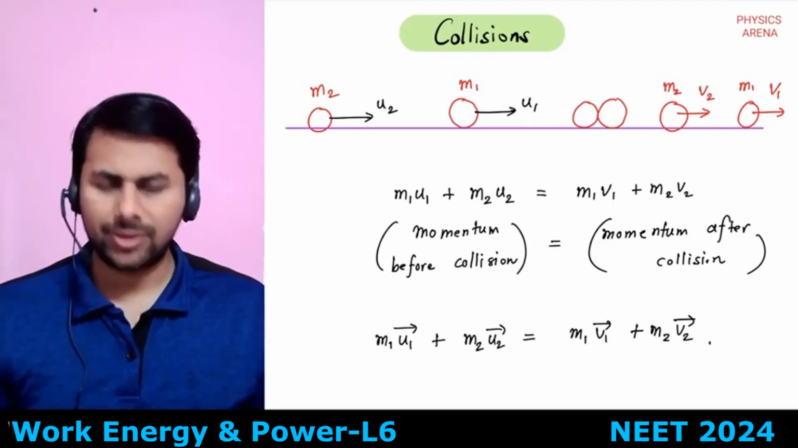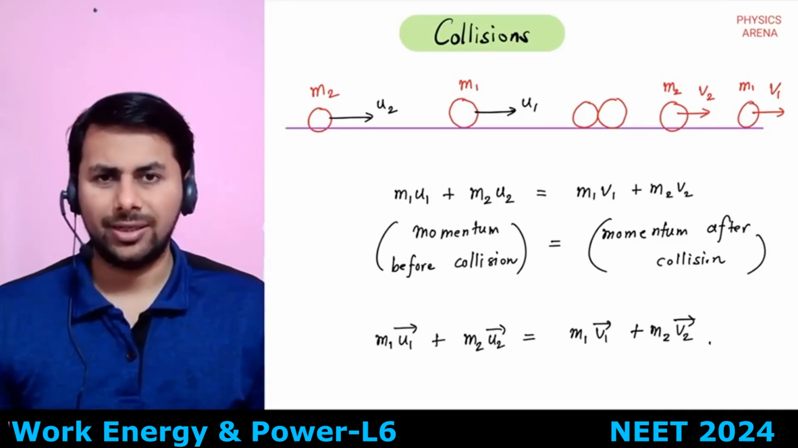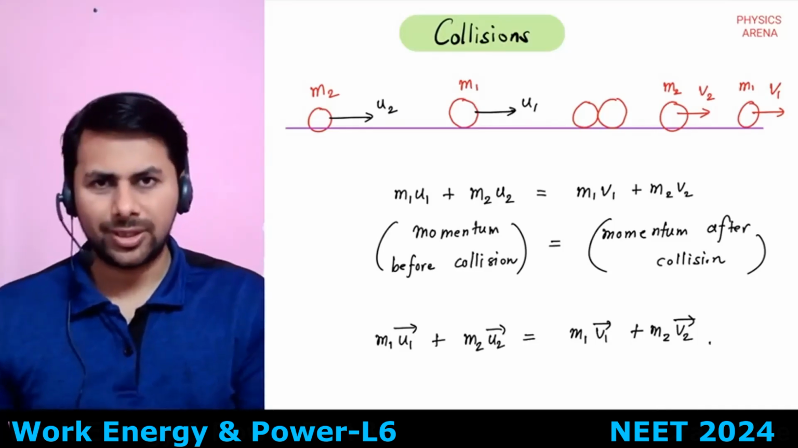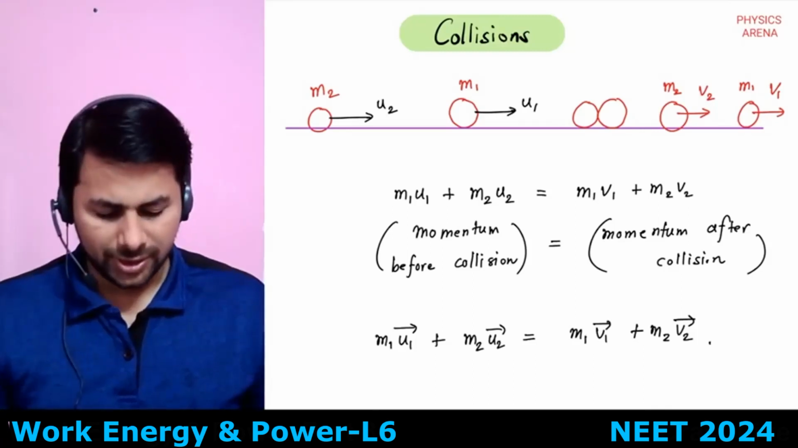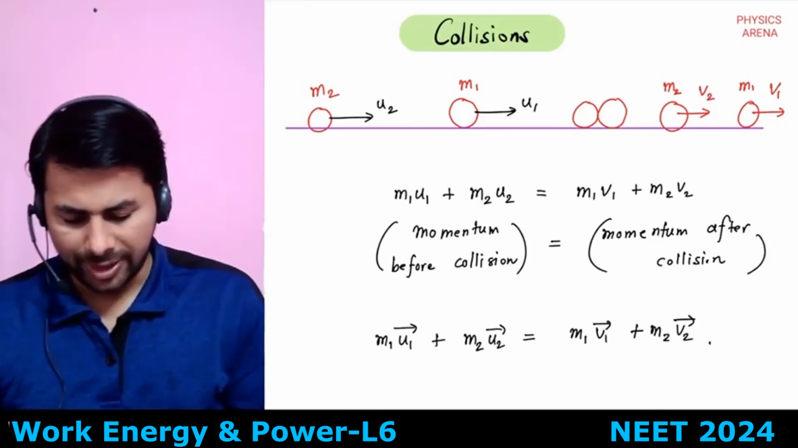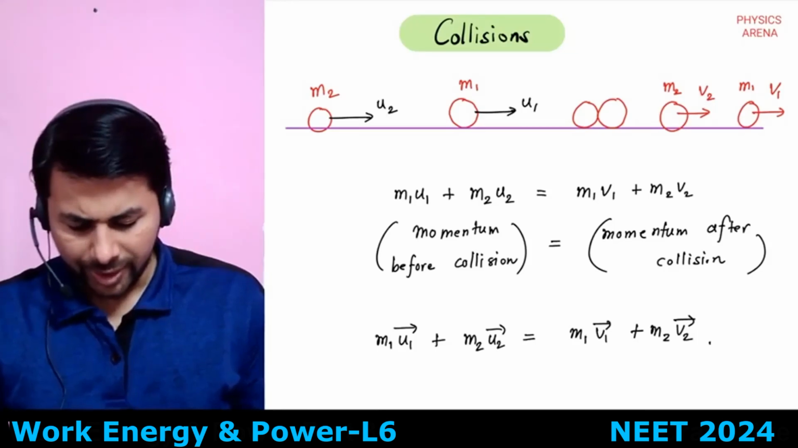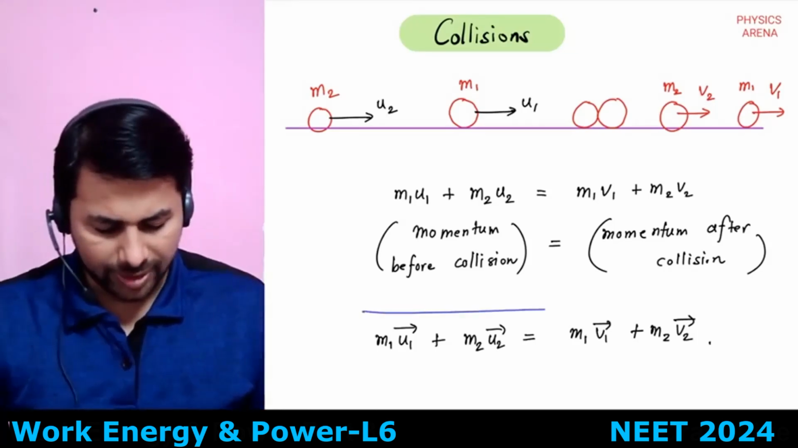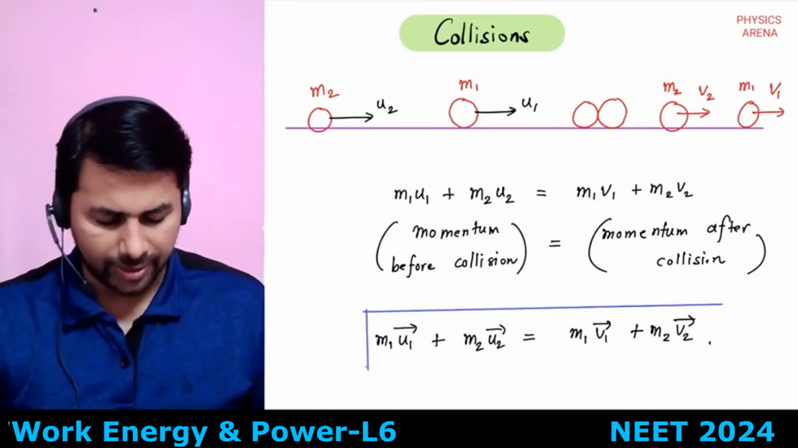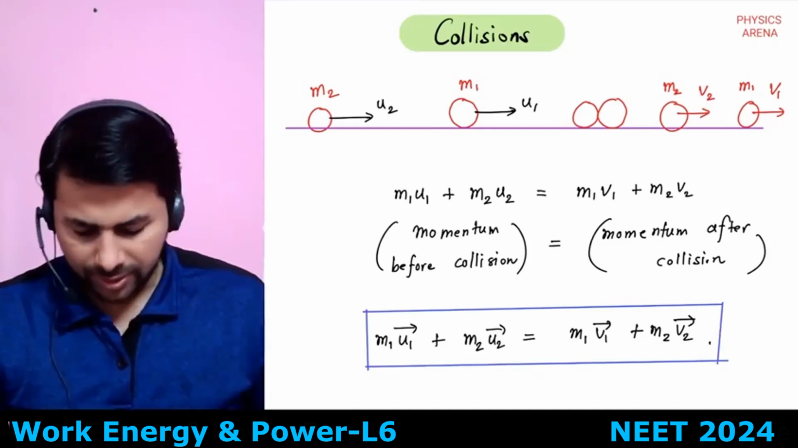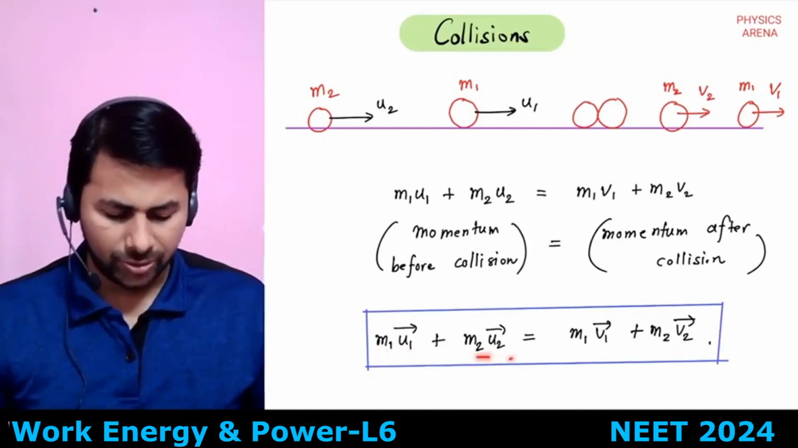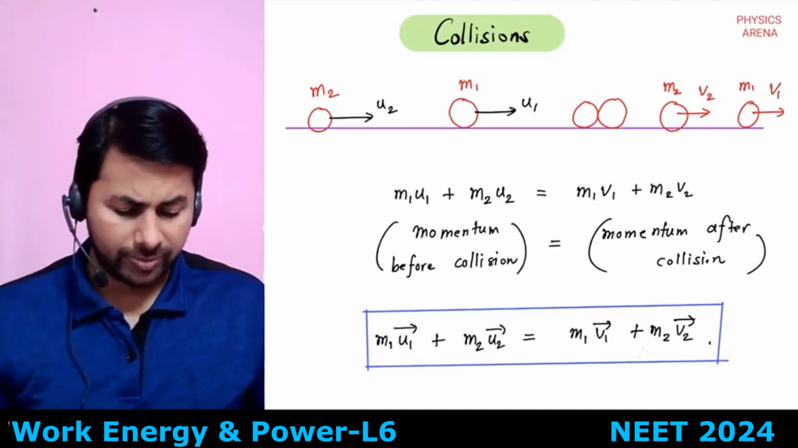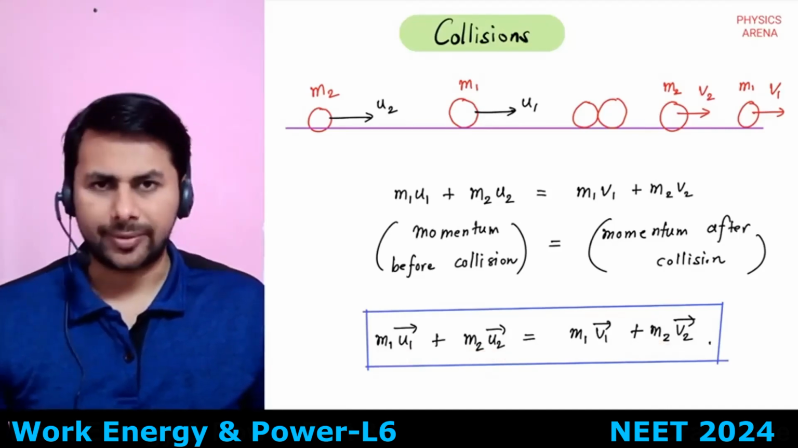So what can we say about this collision? We can say the total momentum before the collision is equal to the total momentum after the collision. This is just the law of conservation of momentum. So m1 u1 (vector) plus m2 u2 (vector) is equal to m1 v1 (vector) plus m2 v2 (vector).